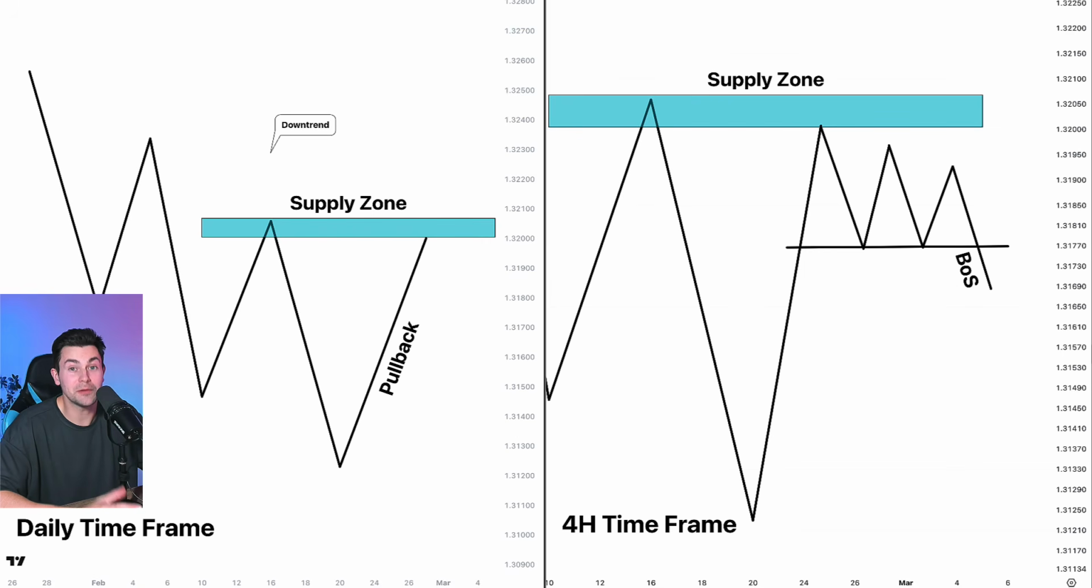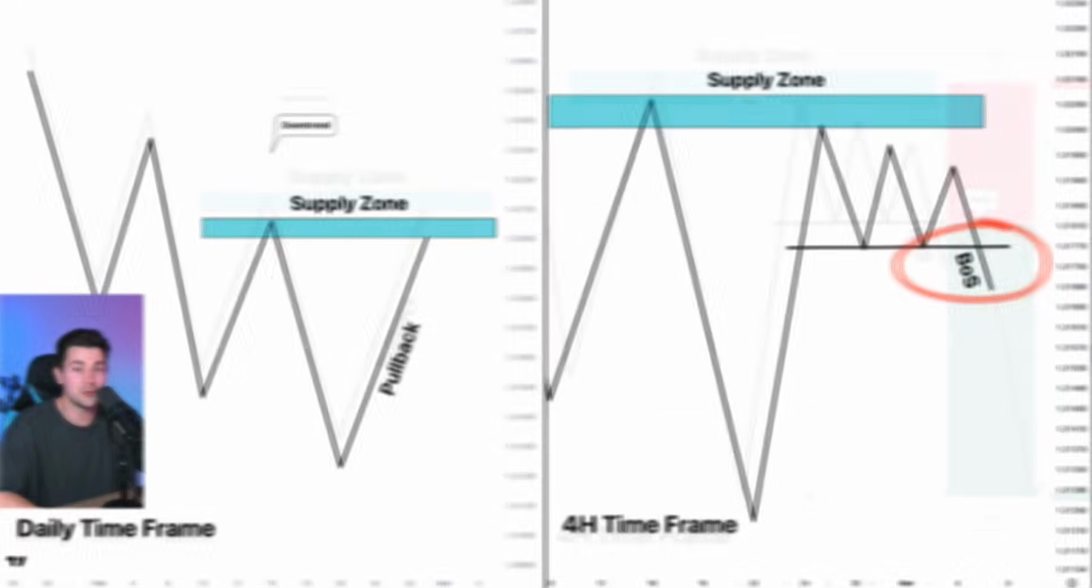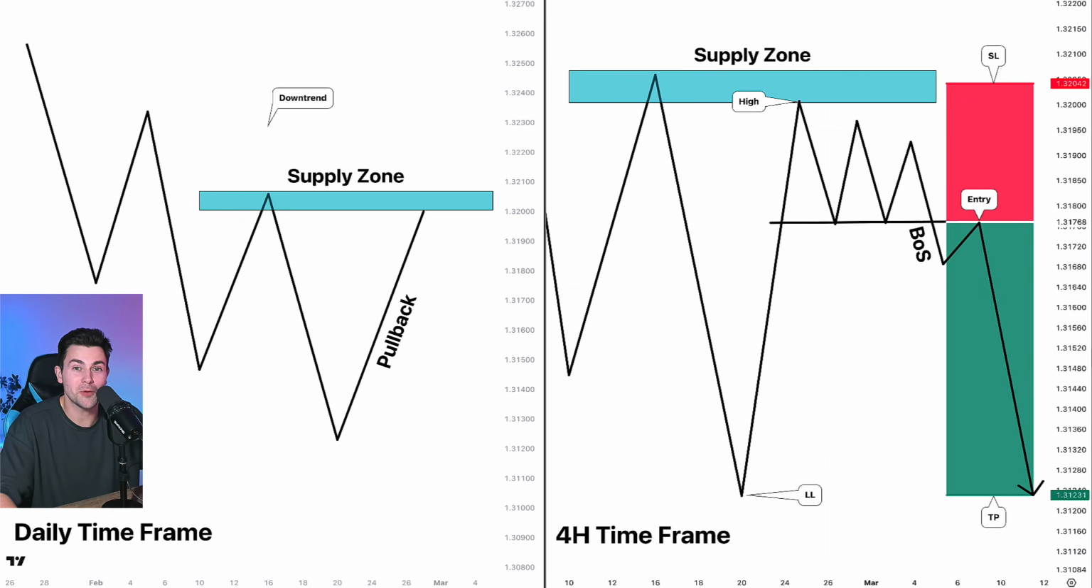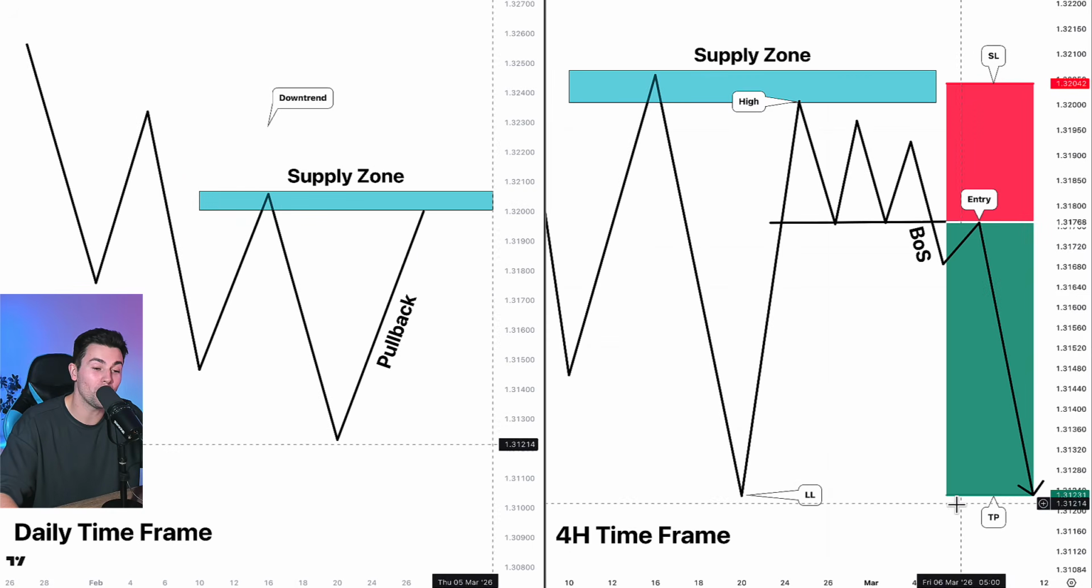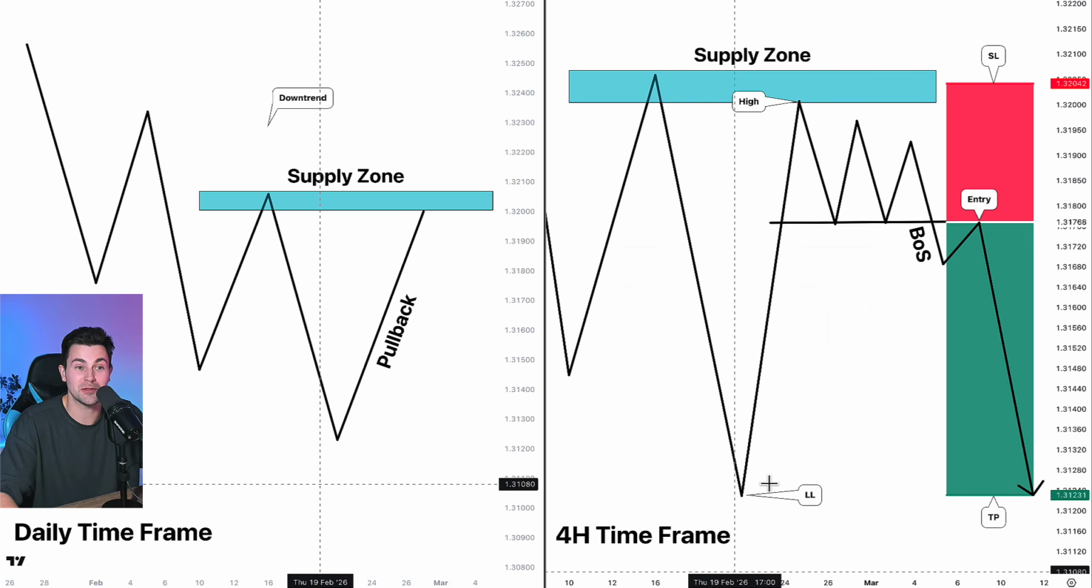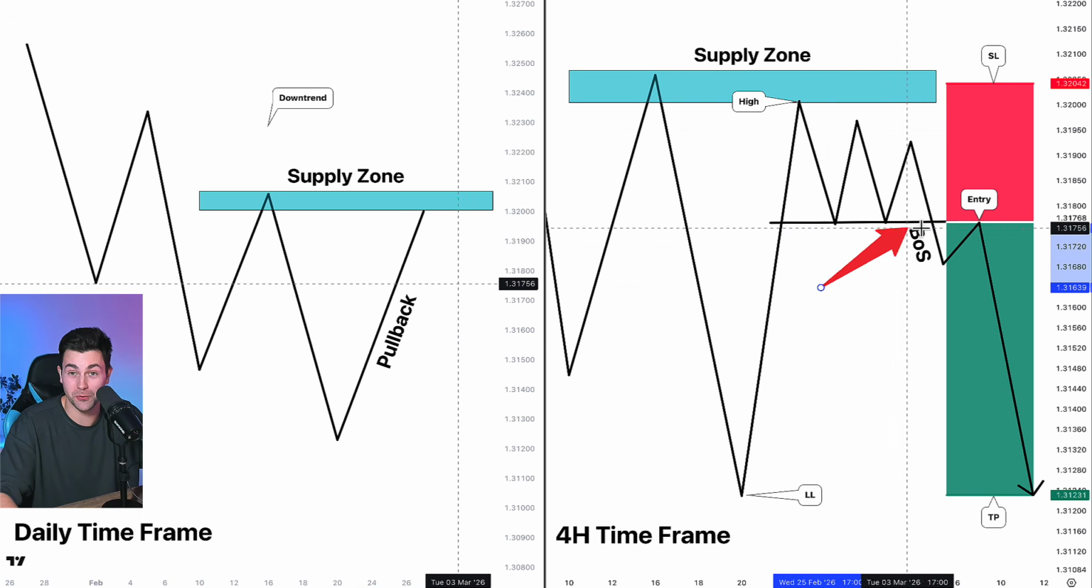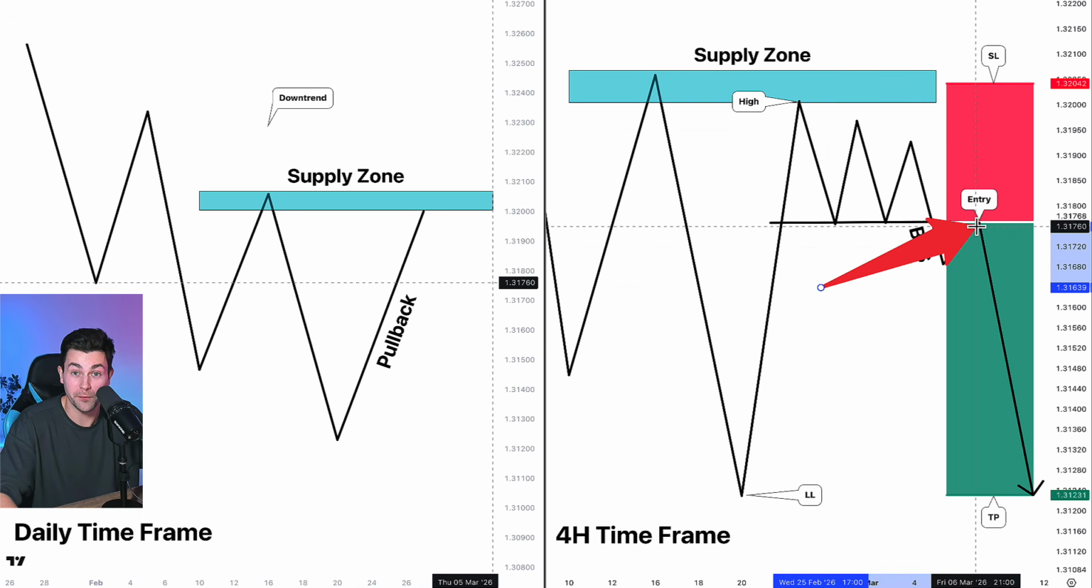In a bearish trend, after a retracement to a liquidity supply zone, we will need a confirmed bearish break of structure on a 4-hour time frame. It will be a strong signal to sell. After a confirmed bearish break of structure, set your sell limit order on a retest of a broken structure in a 4-hour time frame. That will be your perfect entry.